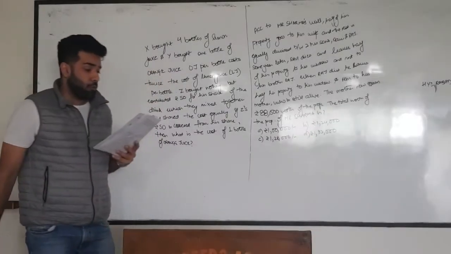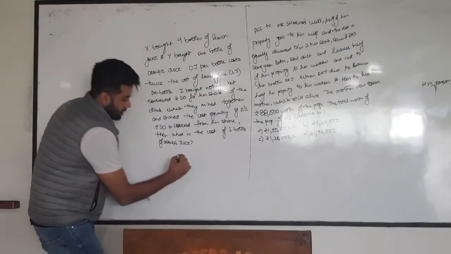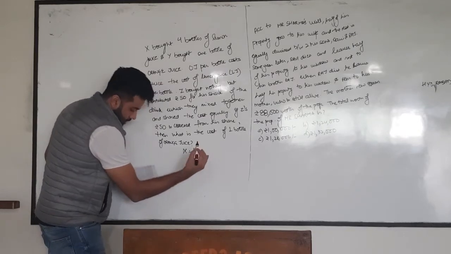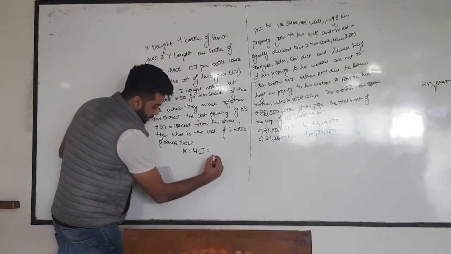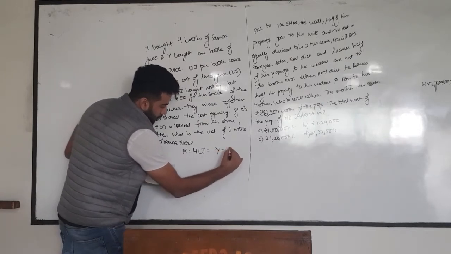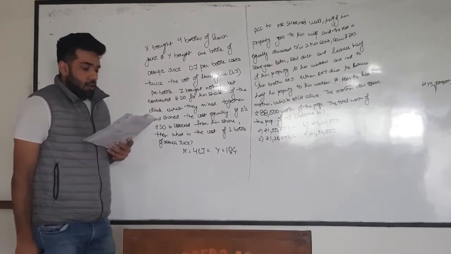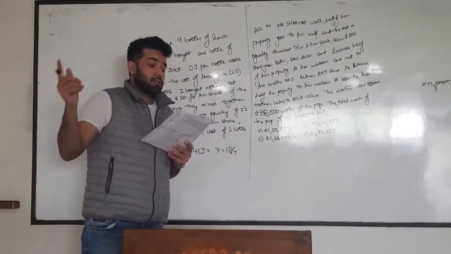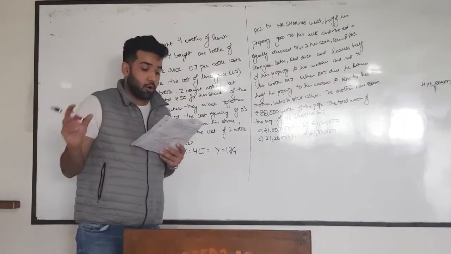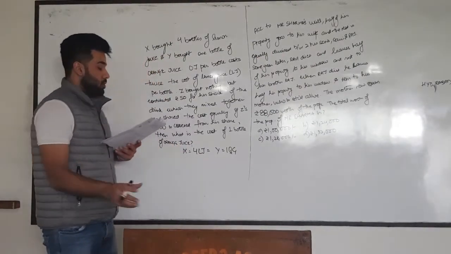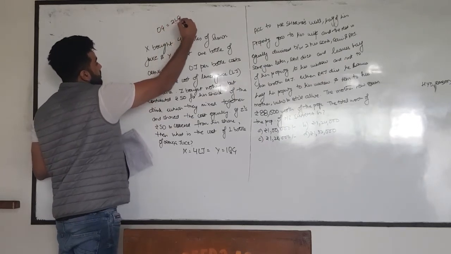Question. X bought 4 bottles of lemon juice and Y bought 1 bottle of orange juice. So X, 4 bottles of lemon juice is equal to Y bought 1 bottle of orange juice. I write it OJ for that. Orange juice per bottle costs twice as much as the cost of lemon juice bottle. So orange juice is equal to twice of lemon juice.